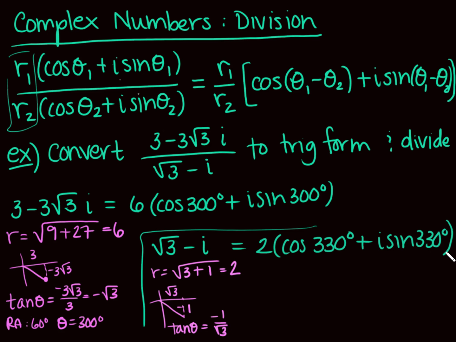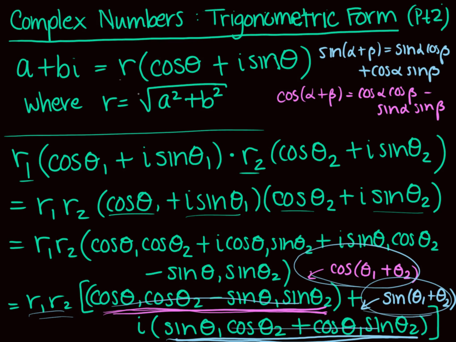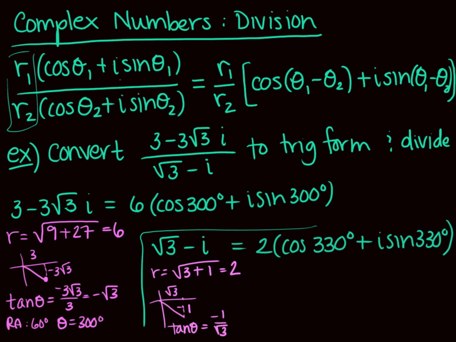So now I'm going to need more room. So here, what do we have again? Let me clear this out really quick. Okay, so now I have, oh, what do I have? I don't even remember. I have 6 and 300. So I have 6 times the cosine of 300 degrees plus i sine of 300.